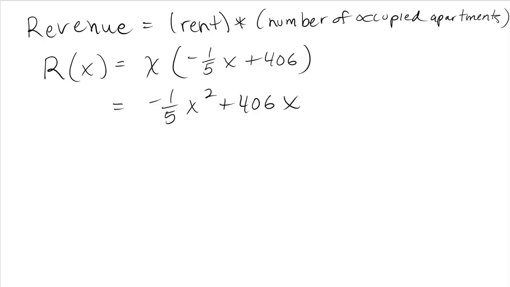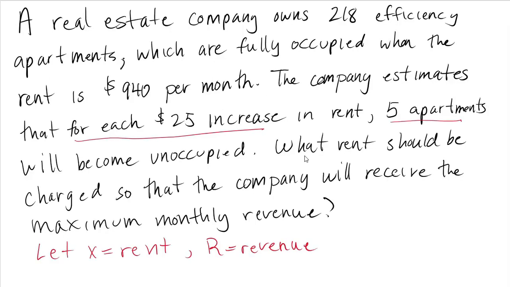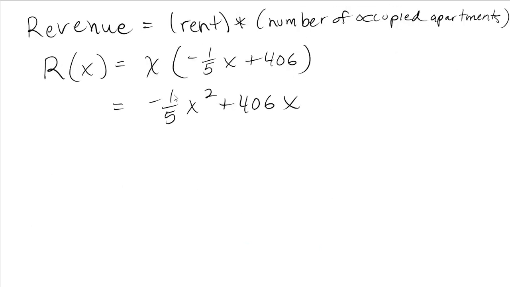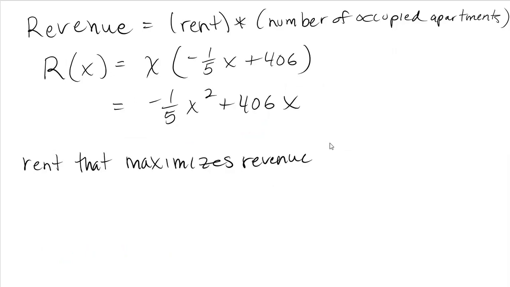And now let's see if we can remember what the problem was asking us to do. What rent should be charged so that the company will receive the maximum monthly revenue? We're trying to find the rent that maximizes the revenue function. The rent is the x-coordinate, so we're looking for the x-coordinate of the vertex. So the rent that maximizes revenue is the opposite of b over 2a. Let me write that down here because of the fraction.